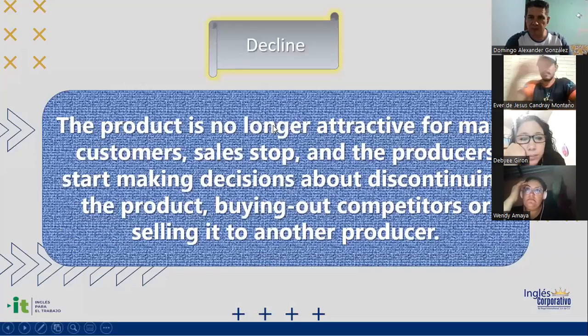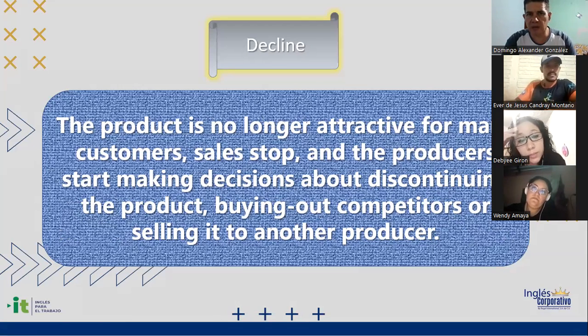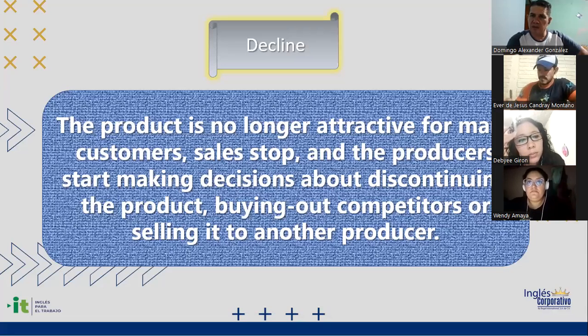Okay, next one, the next step, decline, right? The product is no longer attractive for many customers. Nobody is buying Pacas honey. Sorry, I mean, miel Pacas. Nobody's buying, sorry, man. Sales stop, and the producers start making decisions about discontinuing, saying we are not going to produce the product anymore. Buying out means that you buy part of another company, right? Buying out competitors, right? My hamburger is not selling anymore, so I will buy a part of the company, Burger King, for example, right? I will buy a part of my competitor, you know? Or selling it to another producer, right? So you say, I won't produce my product anymore. I will sell my product to another producer, right? Okay, good. Any question about this?